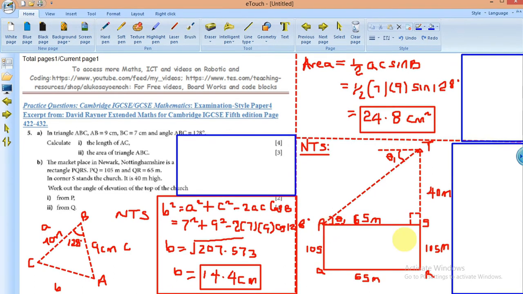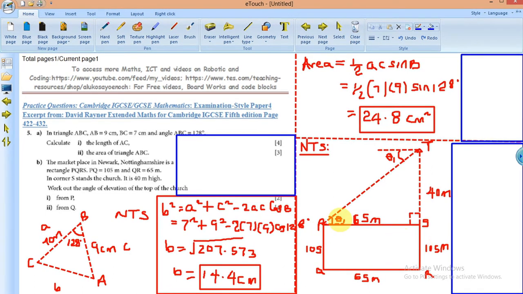Consider the right angle triangle PST. You can see that this 40 is opposite to theta 1, and PS is the adjacent. So I can go for tan. Tan theta 1, don't forget, the angle of elevation of the top of the church from P, equals opposite, that is ST, which is 40 meter, divided by adjacent, that is PS, which is 65.